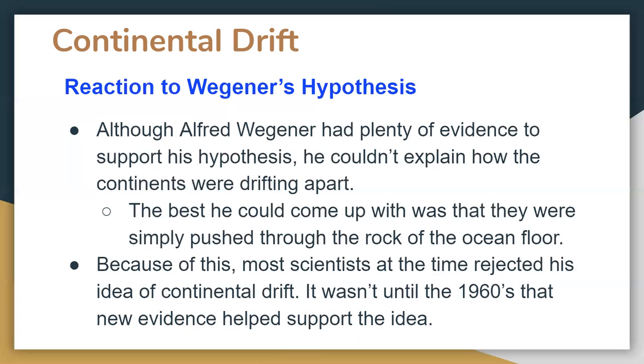Now, although Alfred Wegener had plenty of evidence to support his hypothesis, he couldn't explain how the continents were drifting apart. The best that he could come up with was that they were simply being pushed through the rock of the ocean floor. And physicists at the time were quick to point out that that was not possible. Because of this, most scientists at the time rejected his idea of continental drift. It wasn't until the 1960s, many years after Alfred Wegener's death, that new evidence helped to support his idea.